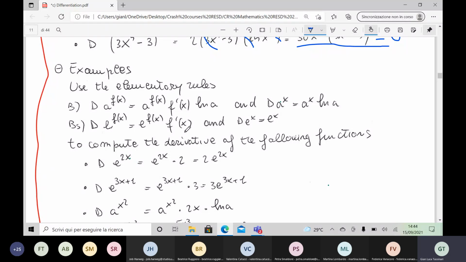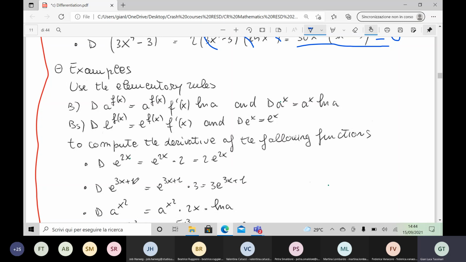f prime of x is the derivative of the exponent, which is the derivative of 2x, guys. 2 is a multiplicative constant. Copy it, the derivative of x is 1, so simply 2. Well, put in order: 2 e to the power 2x. This is the derivative, so you see we applied this one.